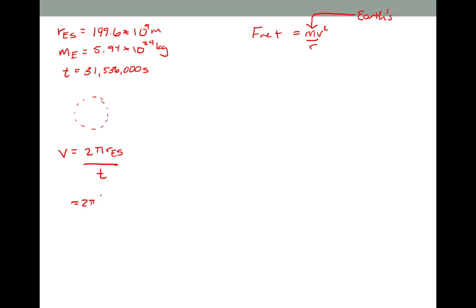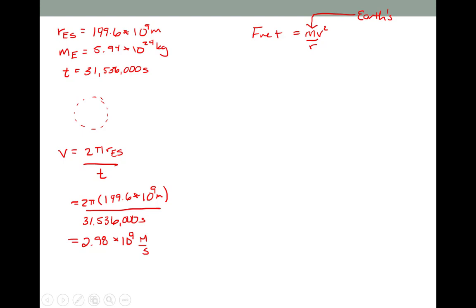So if I take 2 pi times, let's not plug in the mass for a distance, shall we? Let's try 149.6 times 10 to the 9th meters, divided by that really big number of 31,536,000 seconds. And if you plug that all in, you get a velocity of 2.98 times 10 to the 4th meters per second. And that is a 4. And all of my 4s today are looking like 9s because this thing keeps goofing up.